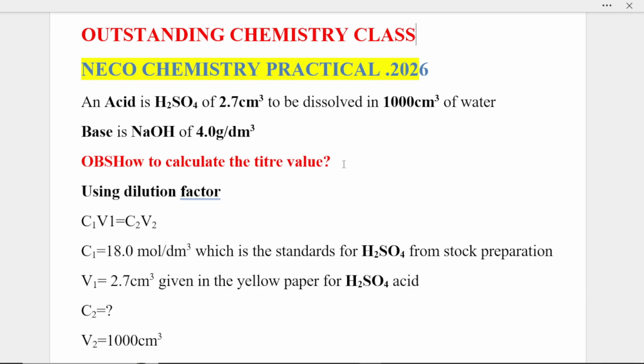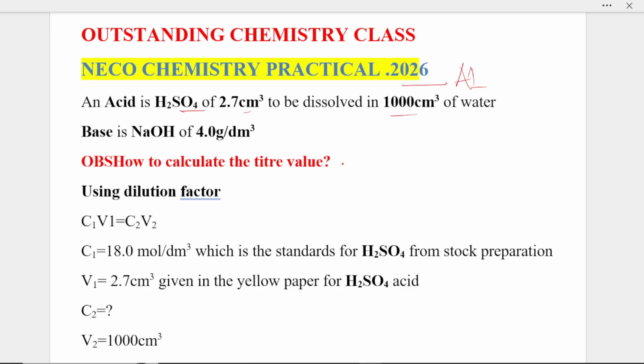So let's quickly do a final revision for NECO Chemistry Practical 2026. Comment A1. Now, the acid we are looking at tomorrow is going to be H2SO4, which is 2.7 cm3 to be dissolved in 1000 cm3 of water. And the base is sodium hydroxide of 4.0 gram.